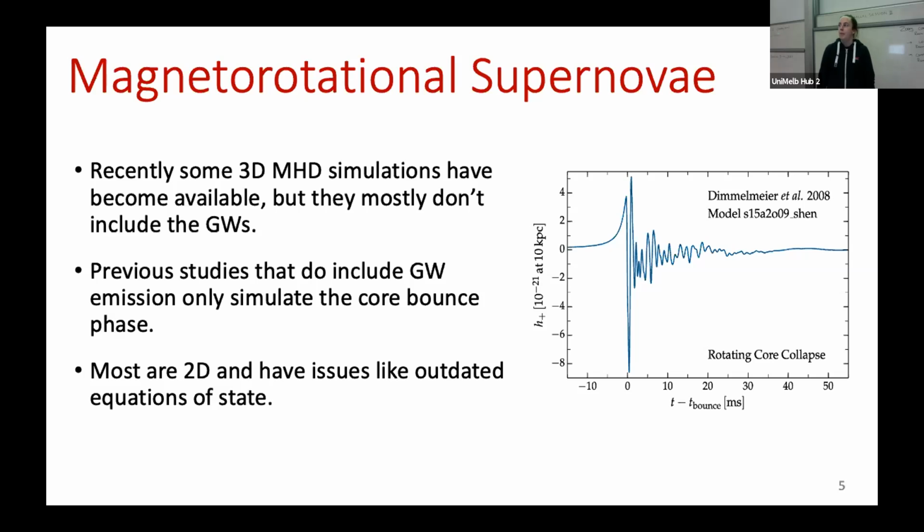But we do understand that at this core bounce time you get this big spike in the gravitational wave time series, and the size of that spike is related to the rotation rate. So the more rapidly you rotate, the bigger the spike you get. But we didn't know what would happen for the rest of the gravitational wave signal in this case.